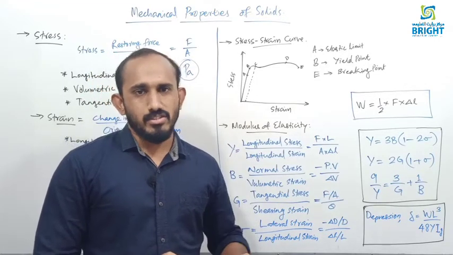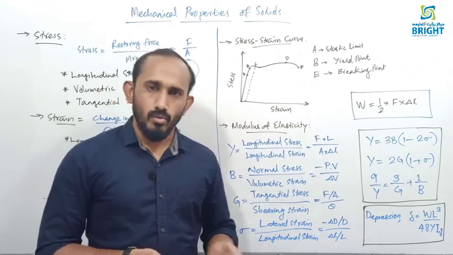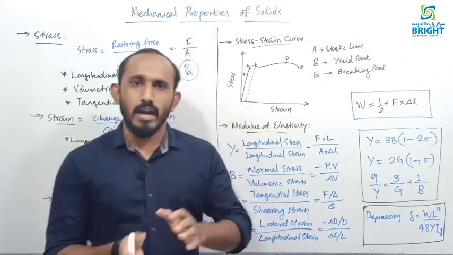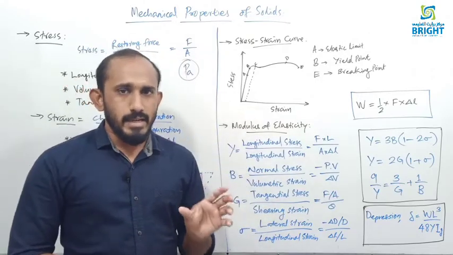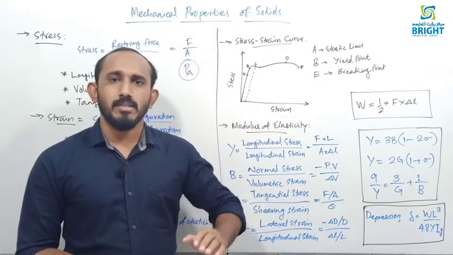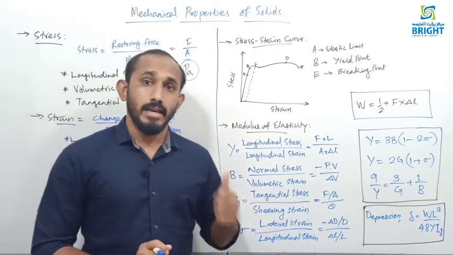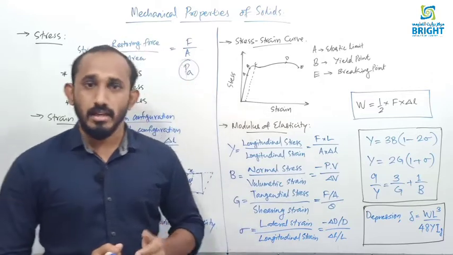For example, the furnitures we can use metals or wooden furnitures we have. Some are glassy furnitures. So each one has its own strength and ability to bear the weight. That depends upon their modulus of elasticities. For example, steel has Young's modulus. Its modulus of elasticity is very high.